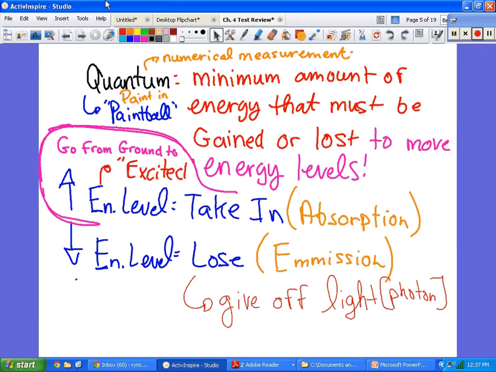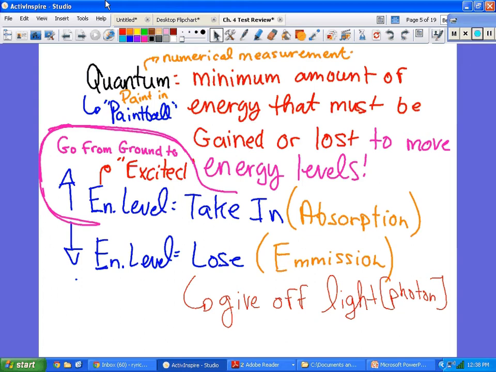Remember, a paintball is not a paintball without paint. A photon, which I'm going to talk about next, is not a photon without a quantum. So what is a quantum? Now, a quantum is a numerical measurement. I can quantify it. I can put an exact amount to it. It's a minimum amount of energy that must be gained or lost to move energy levels. Let's pause right there. It's a minimum that must be gained or lost.